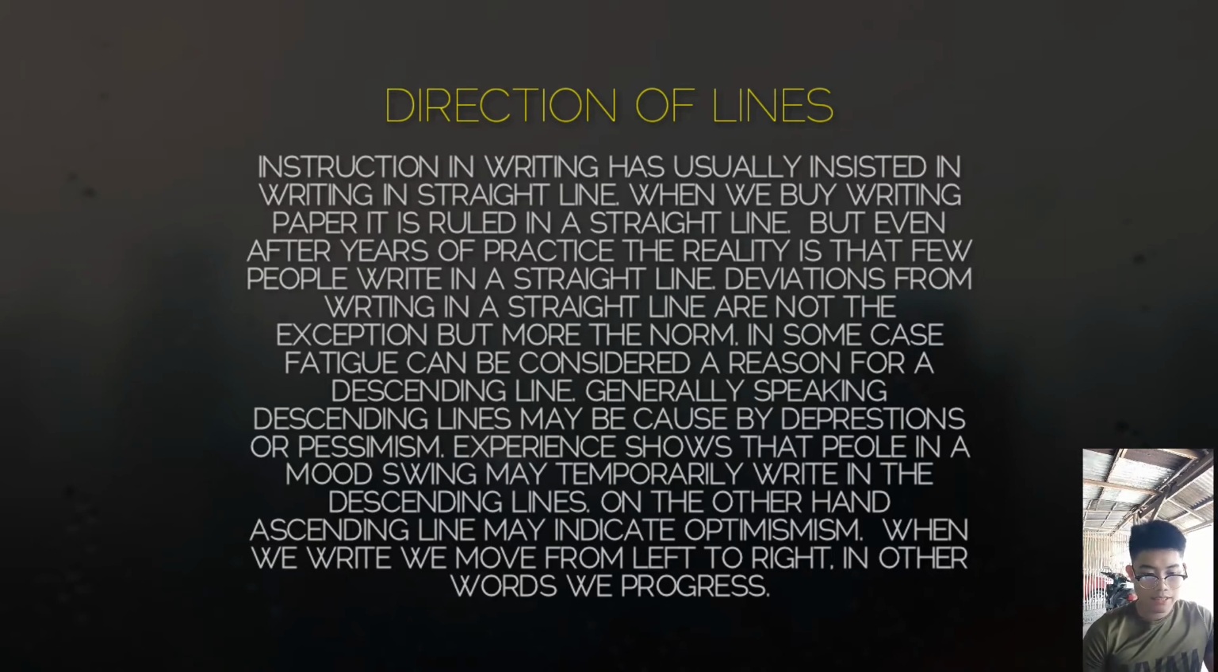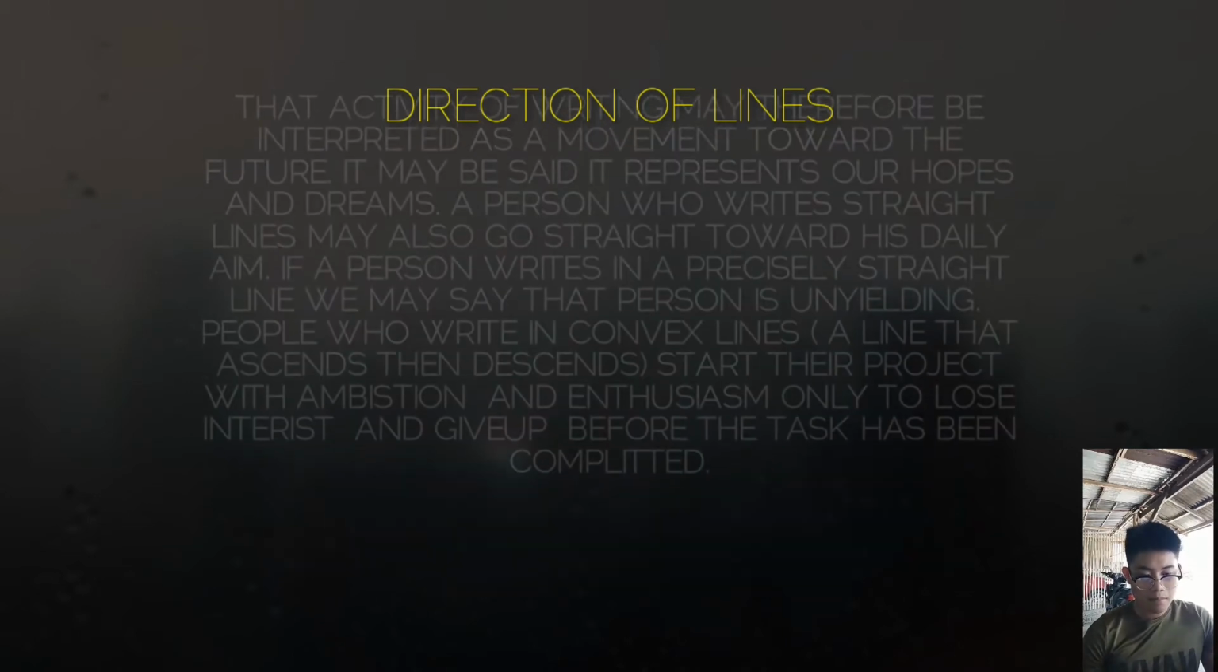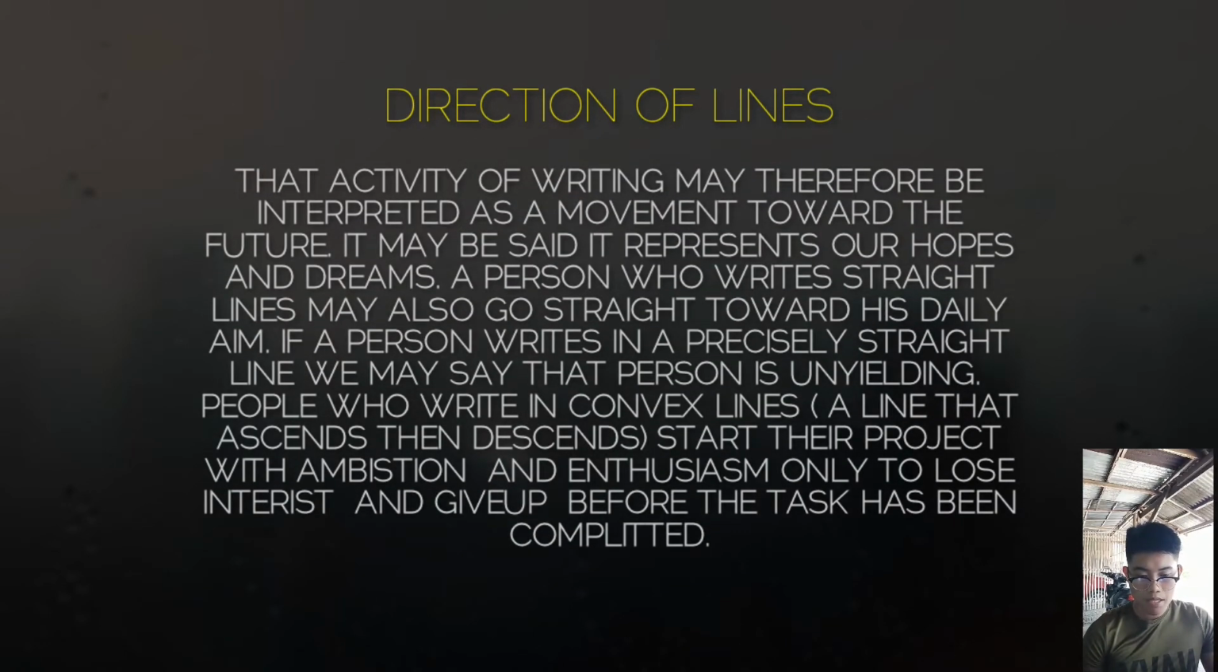On the other hand, ascending line may indicate optimism. When we write, we move from left to right. In other words, we progress. The activity of writing may therefore be interpreted as a movement toward the future. It may be said it represents our hopes and dreams. A person who writes a straight line may also go straight toward his daily aim.